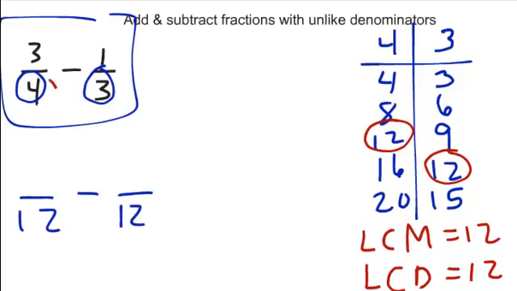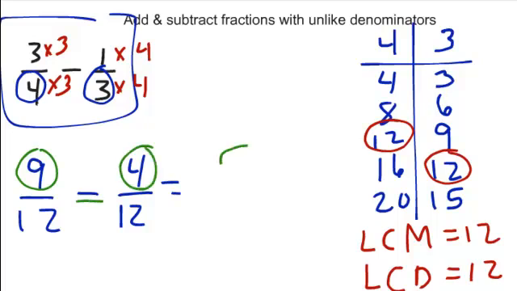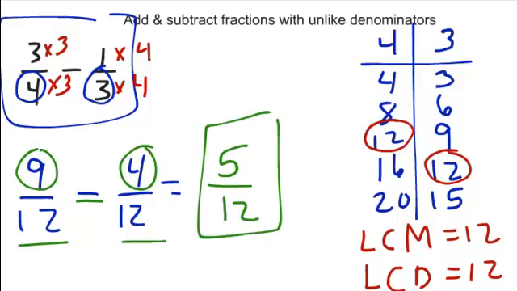And I ask myself, 4 times what gives me 12? And I know that times 3 gives me 12, so I multiply the top by 3, and I get 9. Now the same thing on the right side, 3 times 4 gives me 12, so 1 times 4 is going to give me 4. And now I can subtract these easily. I'll have an answer of 9 minus 4 is 5 for the numerator, and the 12 stays the same. So 5/12 is my answer, and I'm done. I don't have to simplify it because there are no factors greater than 1 that can go into both 5 or 12.